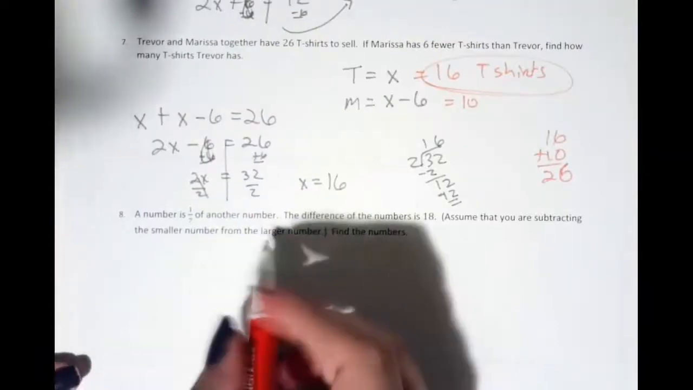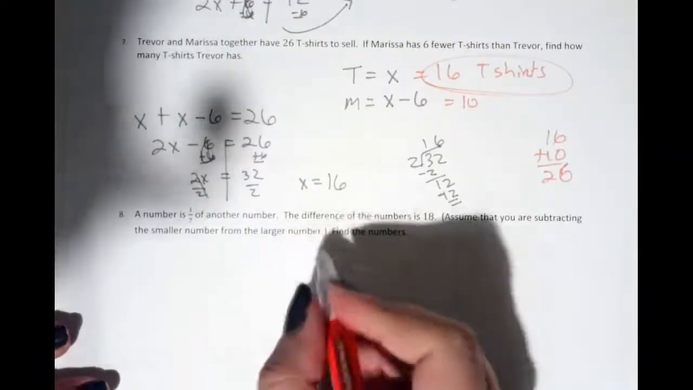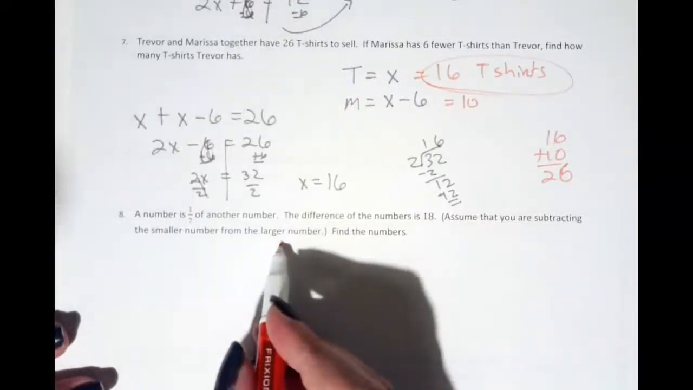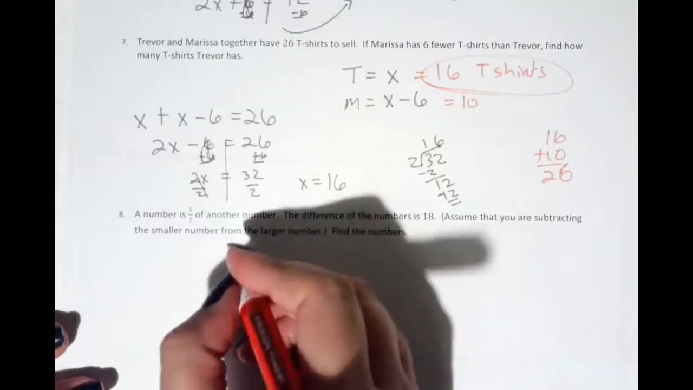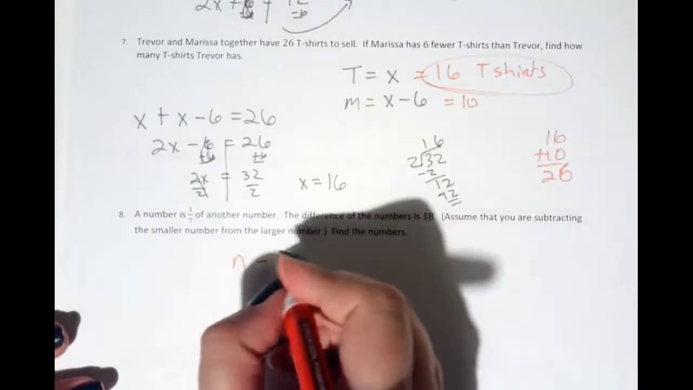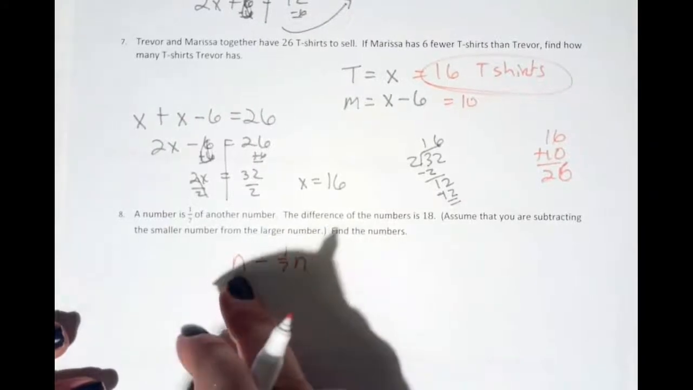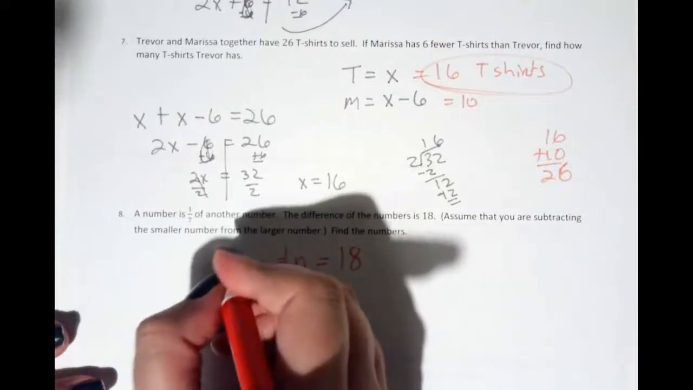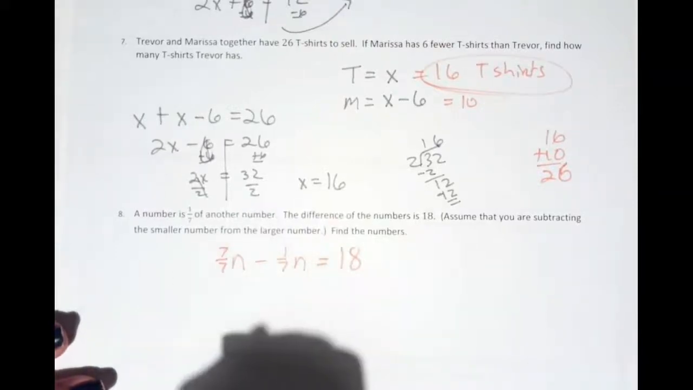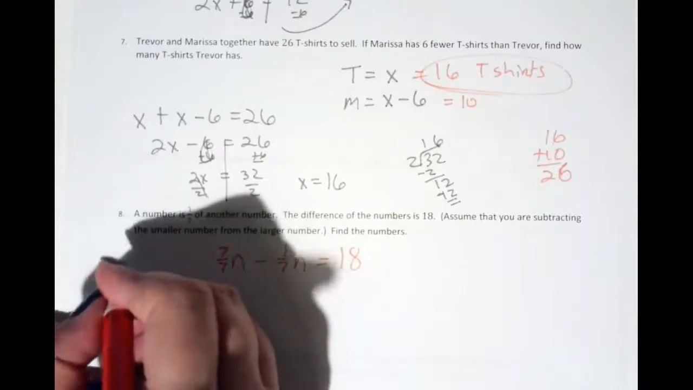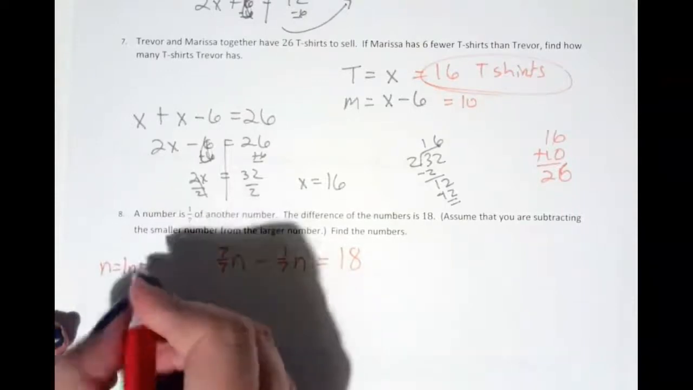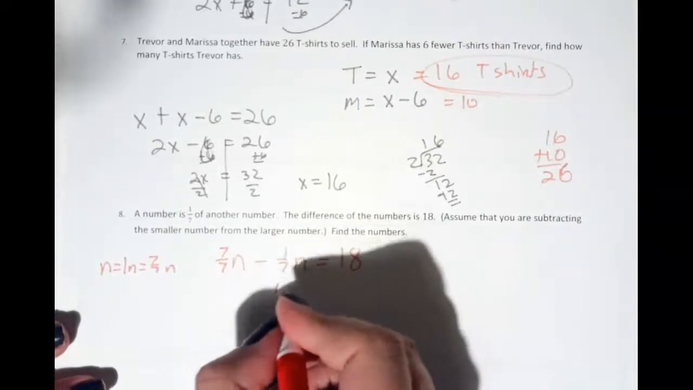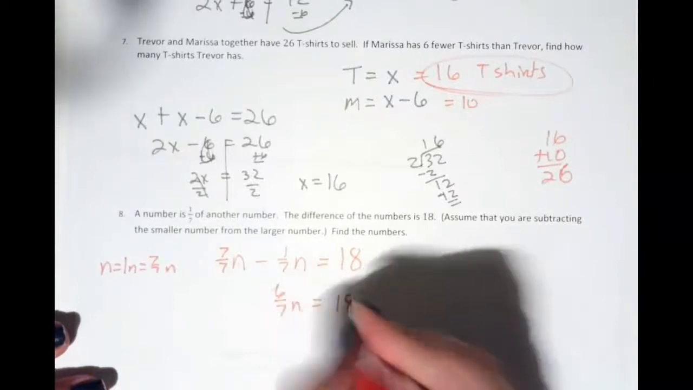A number is 1/7 of another number. The difference of the numbers is 18. Assume that you are subtracting the smaller number from the larger number. So I have a number, and 1/7 of the number would be smaller than the number. The difference is 18. So let's call this 7/7, which is another way to write 1, because n is 1n, and I could write that as 7/7 n. So 7/7 minus 1/7 is 6/7 n equals 18.